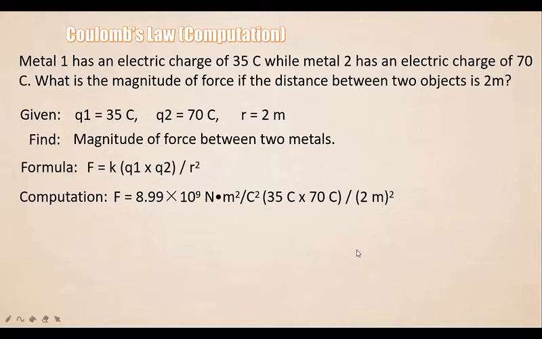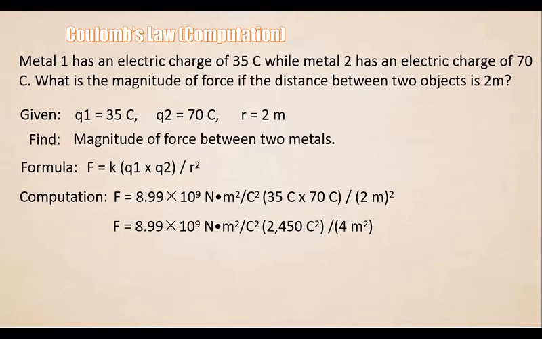of the two charges. So we have here 35 coulombs times 70 coulombs, that is 2,450 coulomb square. And then get the square of our distance, which is 2 meters. So that will be equal to 4 meters square. And then multiply the value of Coulomb constant, which is 8.99, or simply as 9 times 10 raised to 9 Newton per meter square per Coulomb square to the product of our charges.